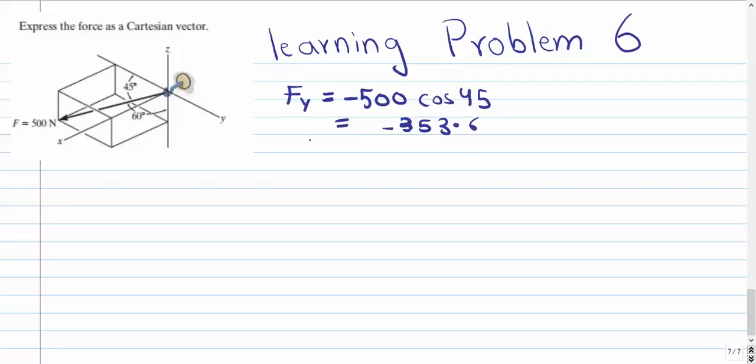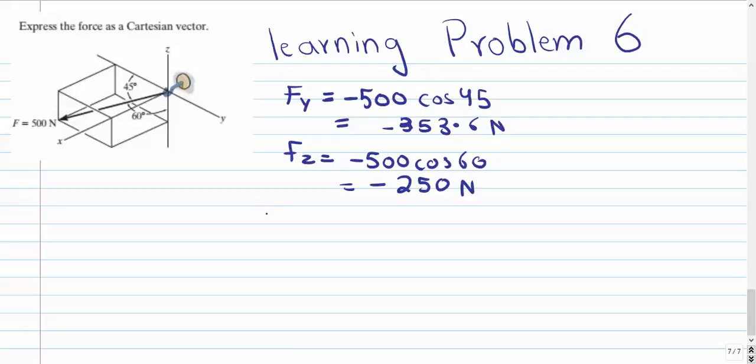Okay, let's move on to the component along the z-axis. Once again, they have given us the angle between the vector and the negative z-axis, so we will follow the same procedure. Negative 500 cos of 60 gives us negative 250 newtons.